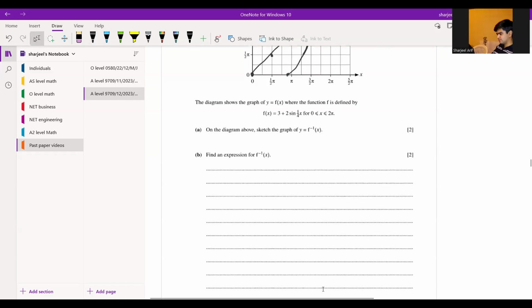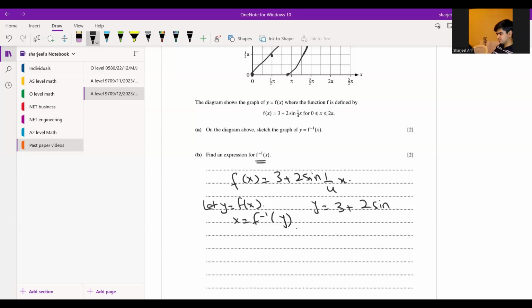So for the second part, we have to find f inverse of x. For this one, we suppose y equals f of x, and x will be equal to f inverse of y. Similarly, replace f of x with y here. You will get y minus 3 over 2 equals sine 1 by 4 x. Sine inverse of y minus 3 over 2 will be equal to 1 by 4 x. x equals 4 times sine inverse y minus 3 over 2.